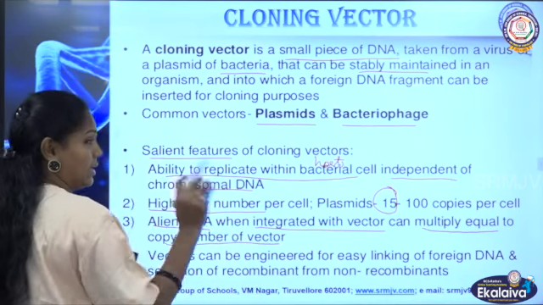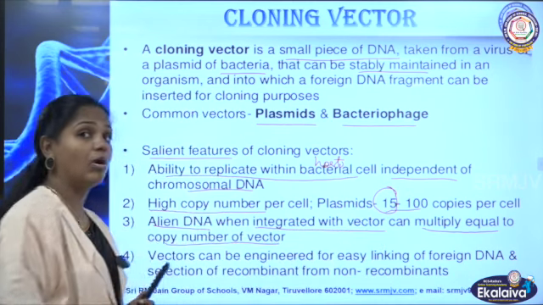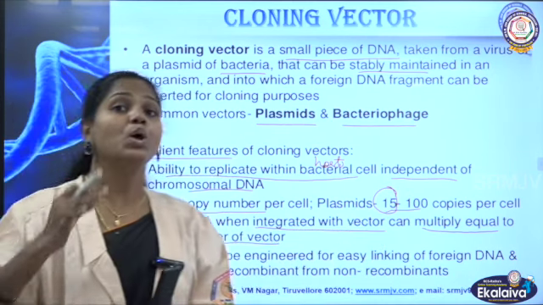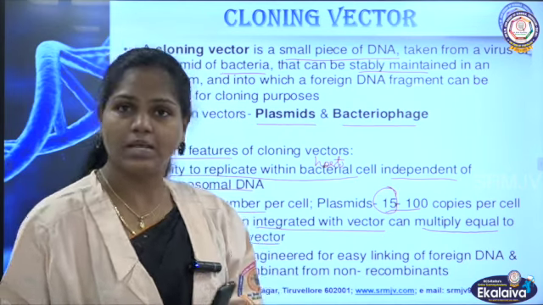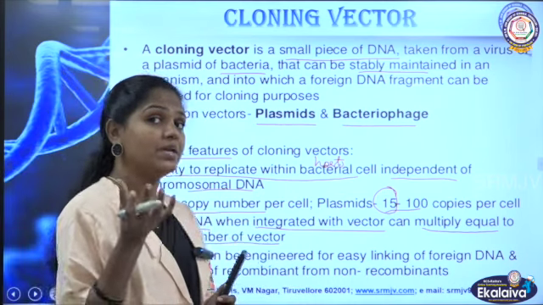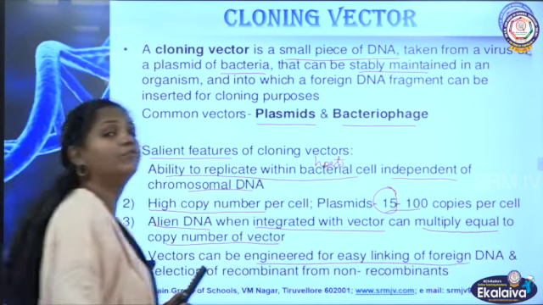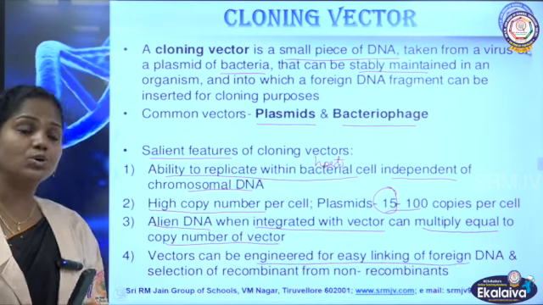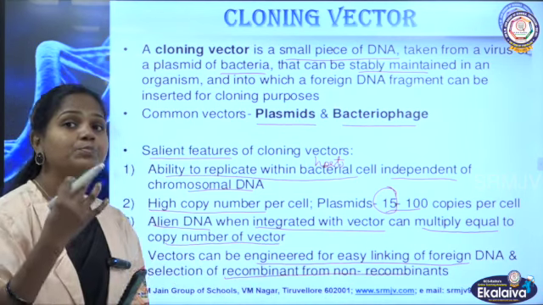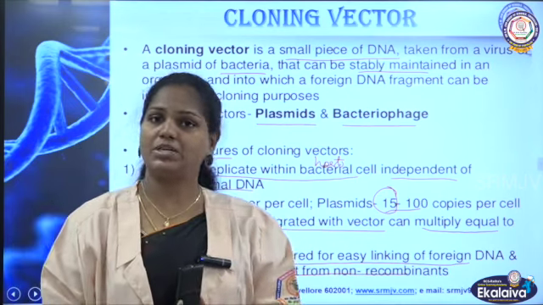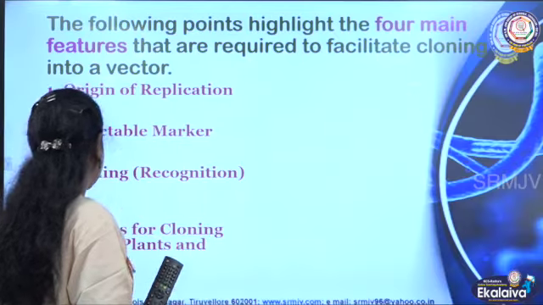Cloning vectors support a copy number from 15 to 100. In the sense, we can produce 15 to 100 copies of that plasmid in our host cell, so that the product amount can be increased. These vectors can also be engineered for easy linking of foreign DNA, and they are structured in a particular way to select our desirable genes. We will see about the selection in our following sessions.